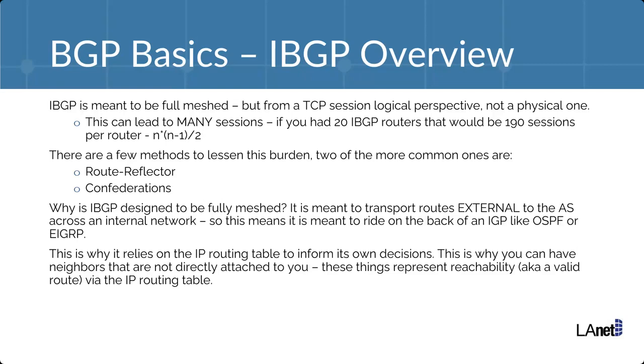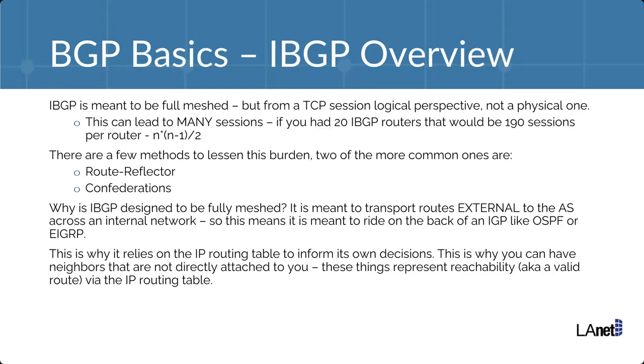So for those who don't know, the formula for computing the number of links in a mesh network is n times n minus 1, divided by 2. So if I take 20 and multiply it by 19 and divide that by 2, I get 190. That's where I'm coming up with that number. And large ISPs might have well over 100 IBGP speakers, right? So you can start to see, wow, that's a lot of BGP sessions.